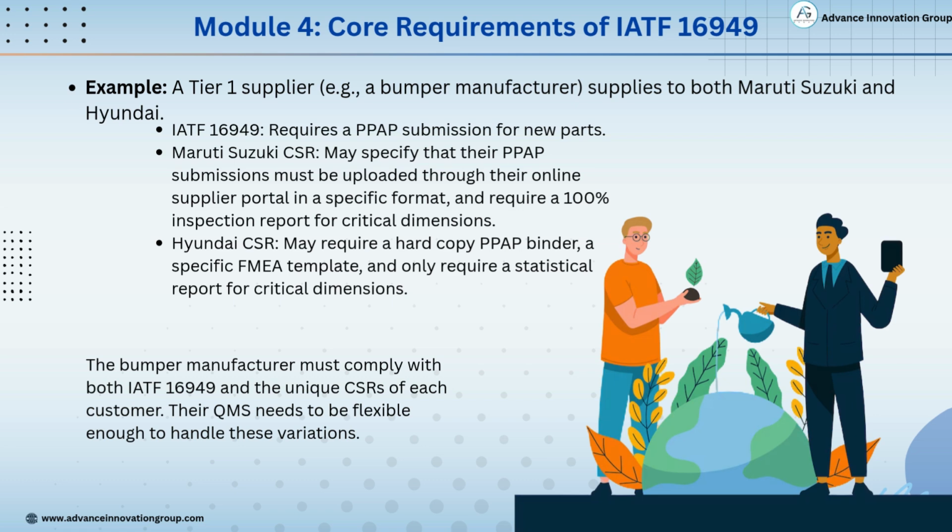On the other hand, Hyundai's CSR might require a hard copy binder of the PPAP, a specific FMEA template, and instead of 100% inspection, only a statistical report for critical dimensions. So, even though both customers ask for PPAP, their CSRs differ significantly. The key point here is that the supplier must comply with both the IATF standard and each customer's specific requirements. That means their QMS must be flexible and dynamic enough to handle such variations.